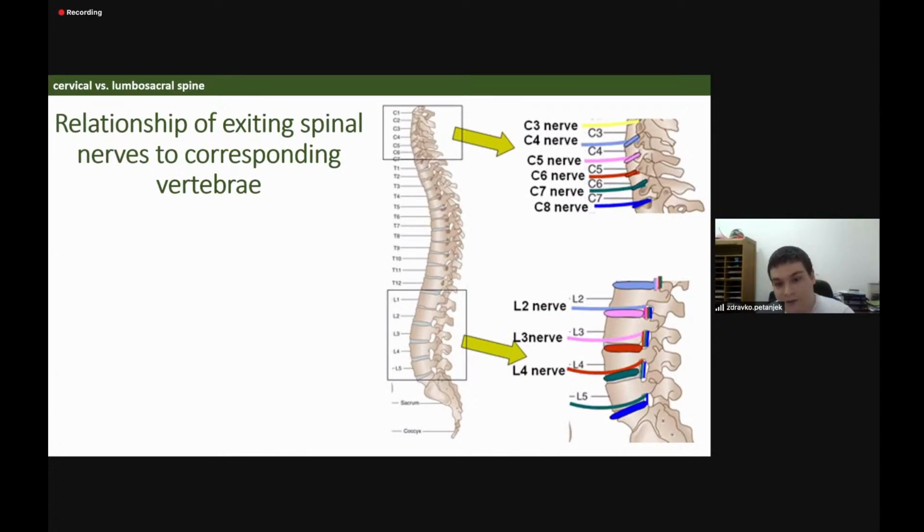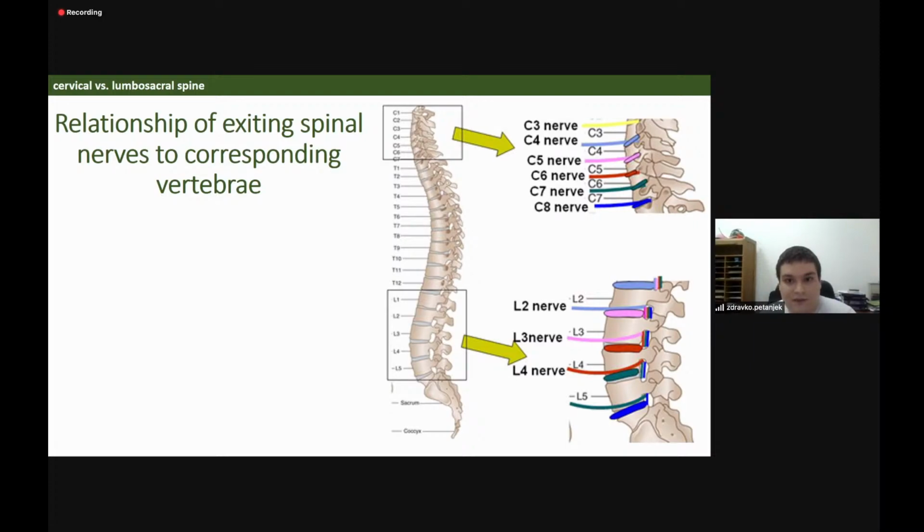We have to now go to the relationship of the spinal nerves to the cervical and lumbosacral spine. Since herniations basically occur mostly either in the cervical spine or in the lumbar spine and the sacral segment of the spine, we will talk about only these two parts. So we will now not mention the thoracic spine in as much detail.